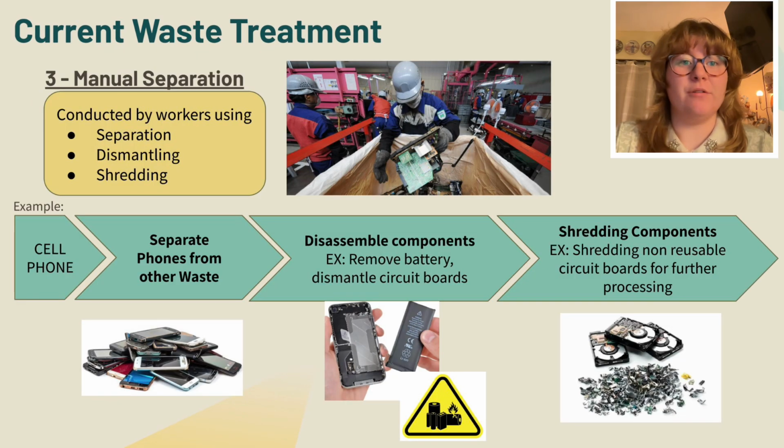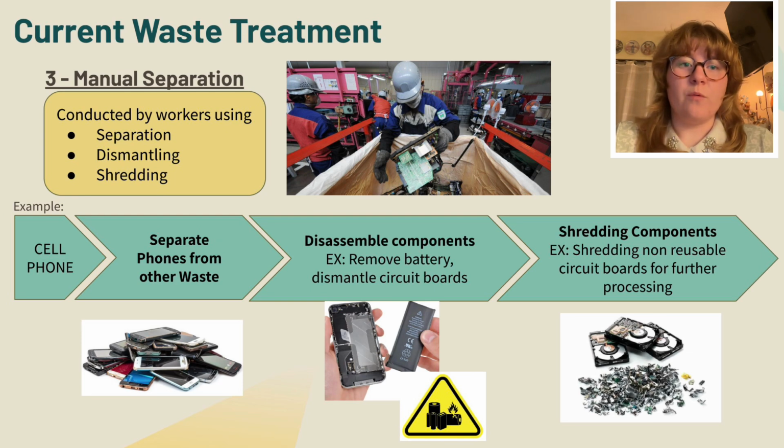Number 3, manual separation. This stage is executed by workers manually sorting through e-waste via separation, dismantling it, and shredding it. To demonstrate, I'll use the example of a cell phone. Given the shipment of e-waste, the first step is to separate the cell phones from the other waste. Next, the workers move on to disassembling the cell phone's components. A worker would dismantle the phone by removing specific items that need special processing, such as the battery or circuit boards.